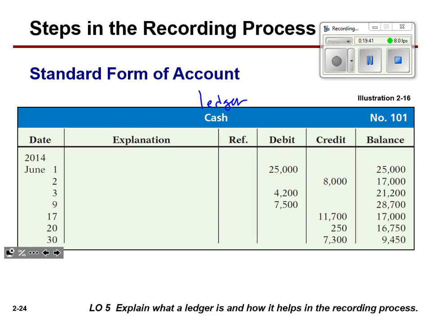On June 1st, something happened. On June 2nd, something happened. 3rd, 9, 17, 20, 30. Instead of me wading through that big journal to find every time cash went up or down, this gives me a clear picture, okay? Cash, as we know, is an asset. I already did this with you, but we'll do it again. If I look at ALLO, it's on the left side of the big T. Left means debit, so that's probably the plus. Opposite of the plus is the minus, and then do we add or do we subtract to our running balance?